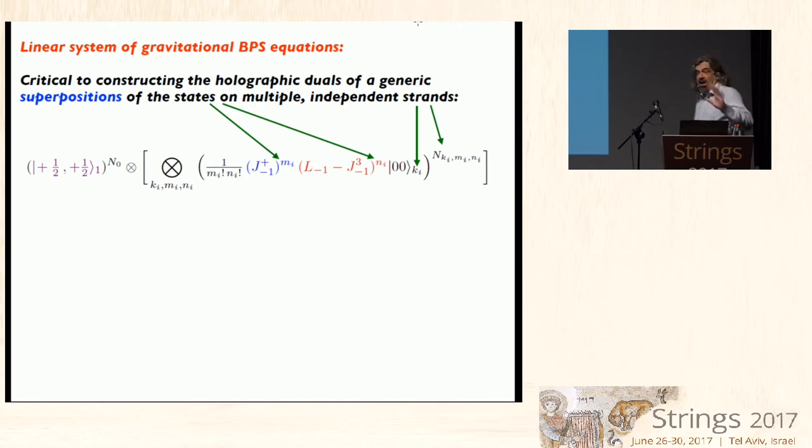Okay, now, why is linear system important? Because if you want to build a completely generic superposition of these states and have confidence in what you're doing is the correct holographic dictionary, the beautiful thing about the supergravity system is you can superpose the modes in supergravity, and then you can just check how the details exactly work, but basically you get all possible linear superpositions of all possible states like that.